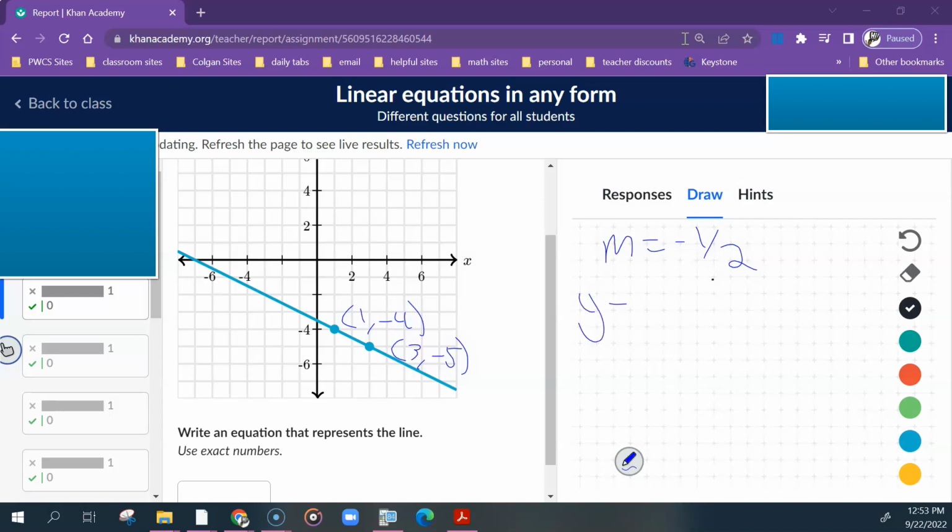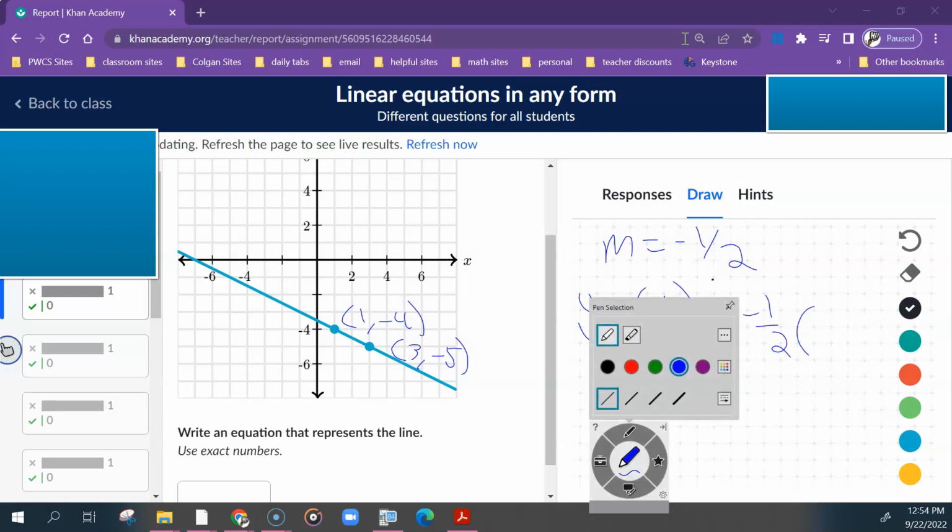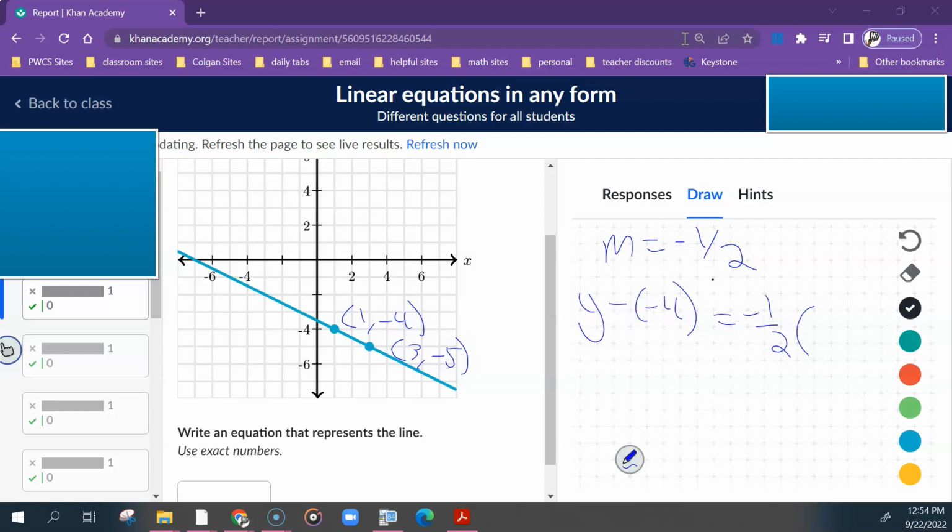And then use your y minus y1. So let's say I'm using (1, -4). This will be y minus -4 equals my slope. And then x minus my x1. It does want you to simplify if you have like minus minus, but it doesn't want you to multiply all of this.